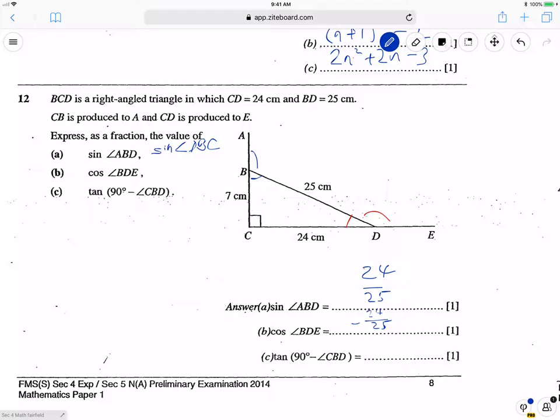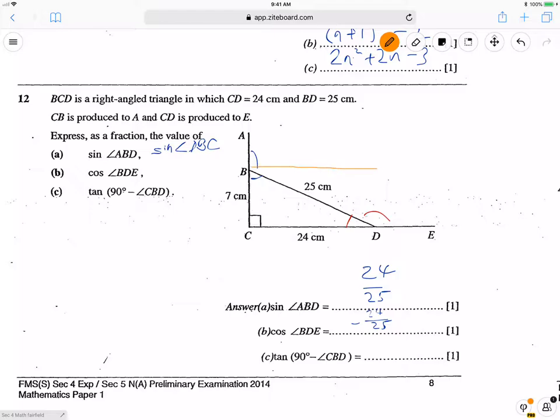How about the next one? Tangent of 90 minus angle CBD. Tangent 90 minus CBD. Okay, what is 90 minus CBD? What answer do you have for this?